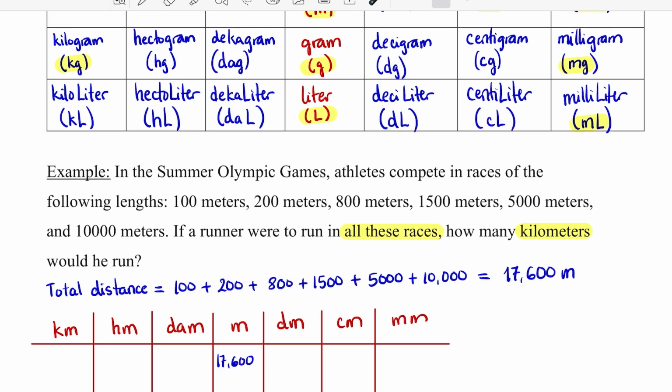So remember, kilometers is 1,000 times larger than meters. That means meters is 1,000 times smaller than kilometers. So if you have 17,600 meters and you want to convert that into kilometers, you will divide it by 1,000. And that gives you 17.6. So 17.6 kilometers is equivalent to 17,600 meters.